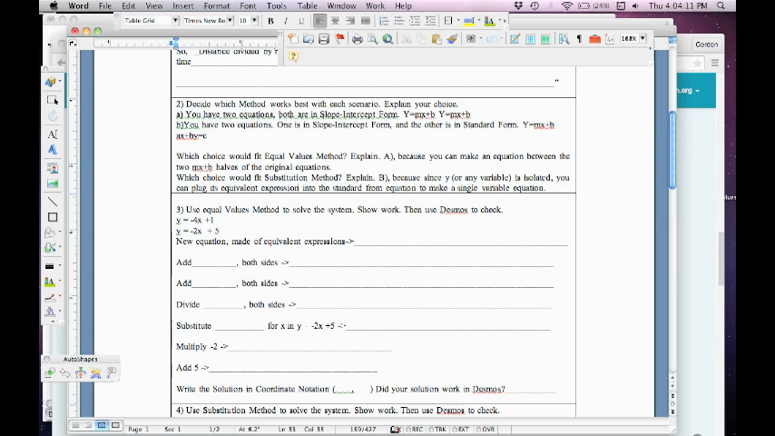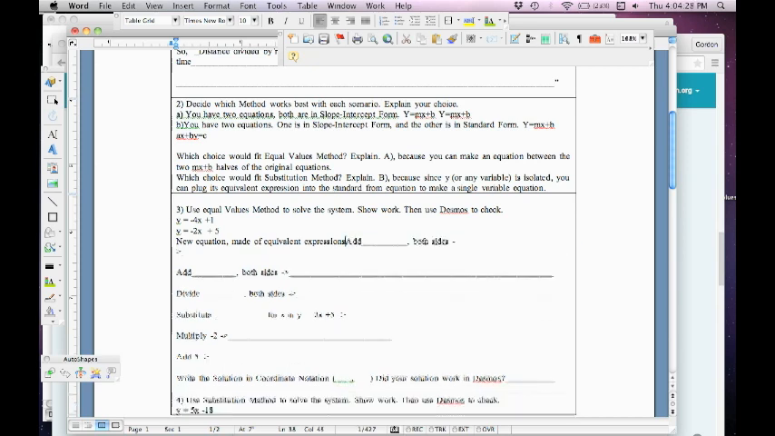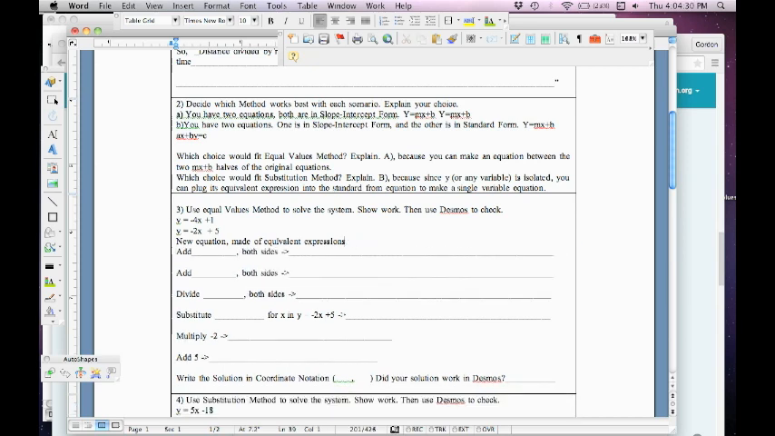3. Use the equal value method to solve the system. Show the work, then use Desmos to check. All right, so here y equals mx plus b, where m is -4 and b is 1. Here y equals mx plus b, where m is -2 and b is 5. So we need to make a new equation made of equivalent expressions. Well, this is what we were just talking about.